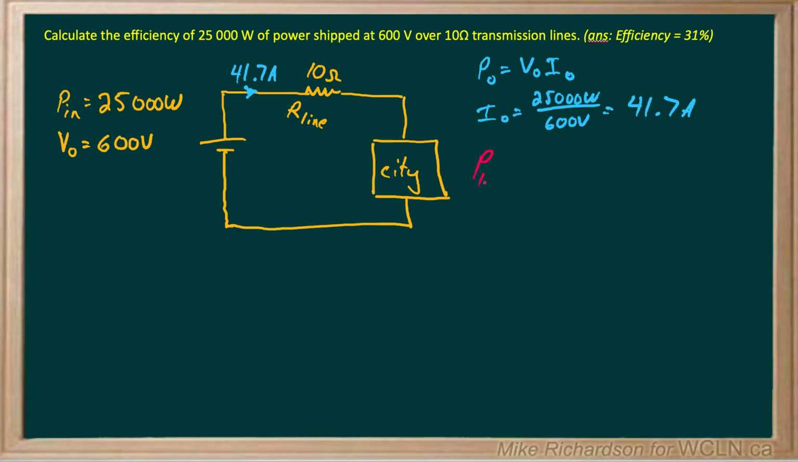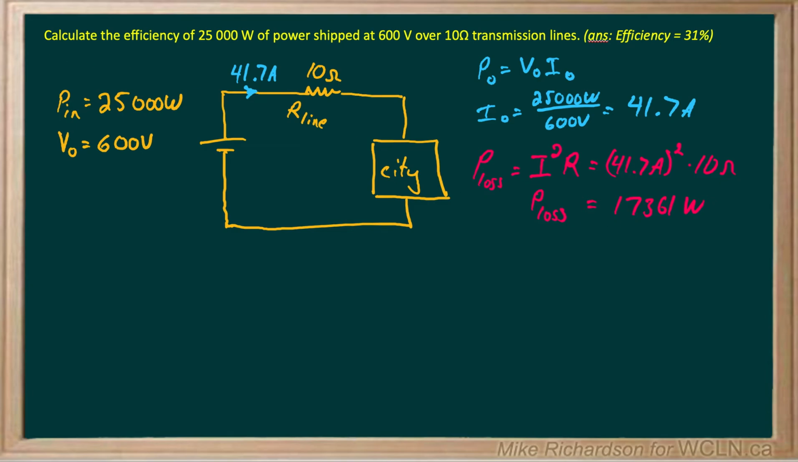Now let's figure out the loss. And again, we always use I squared R because I never changes. And we get 41.7 amps squared times 10 ohms. And that gives me a loss of 17,361 watts. So I started with 25,000 watts. The lines lose 17,361 watts.